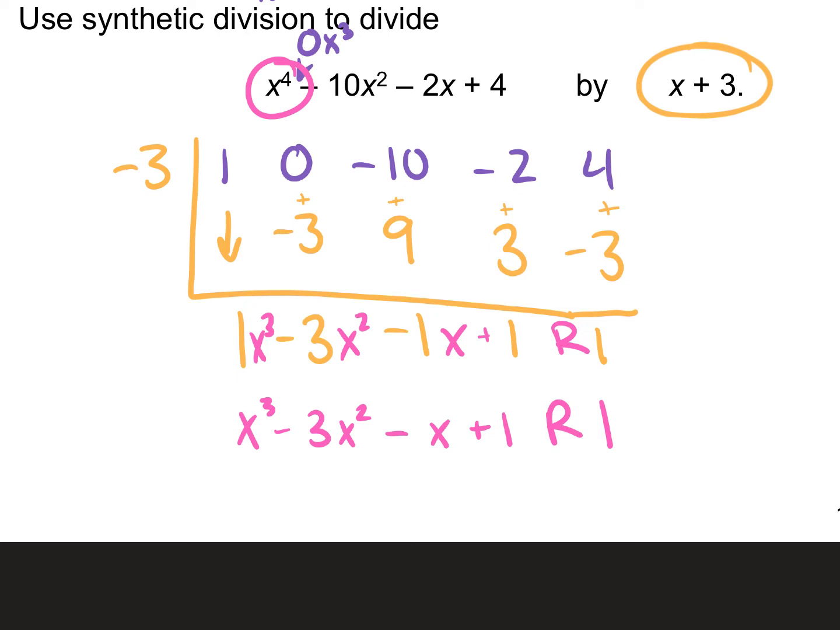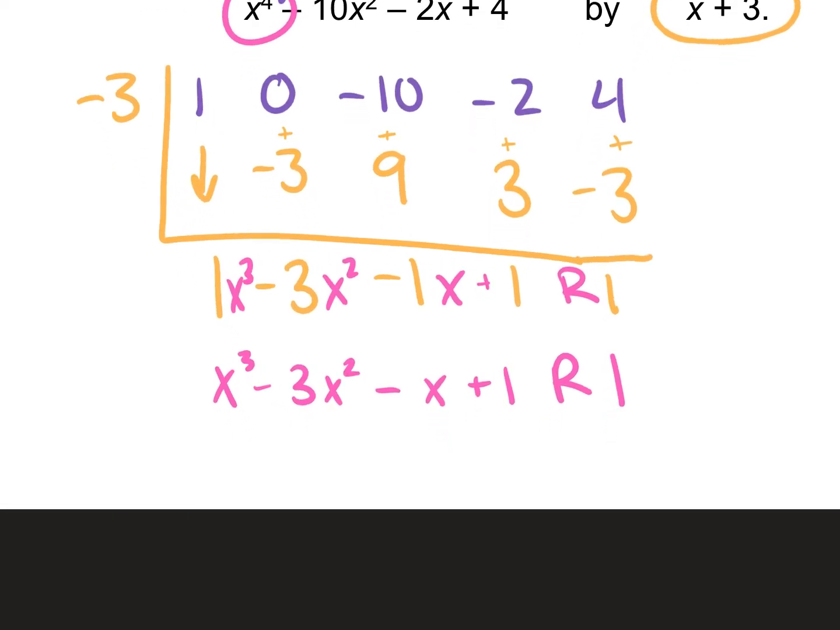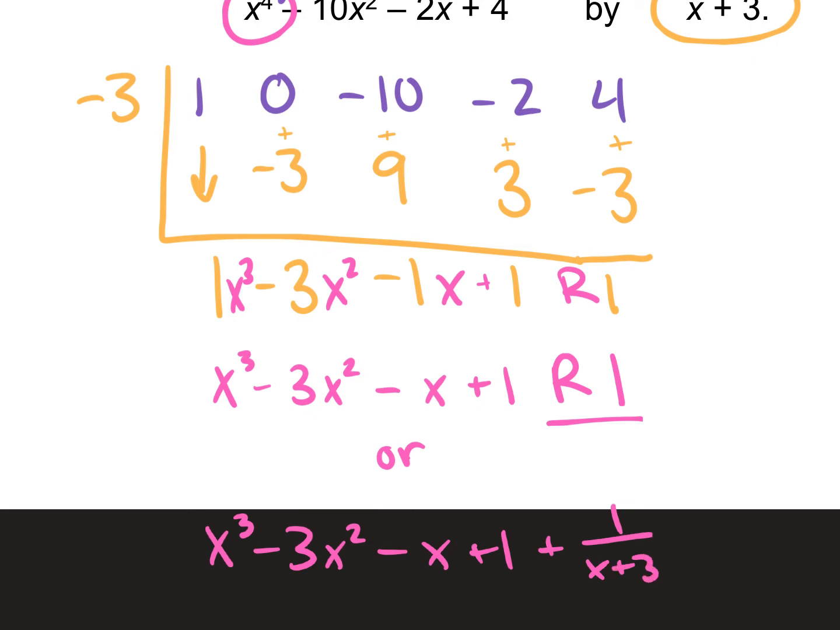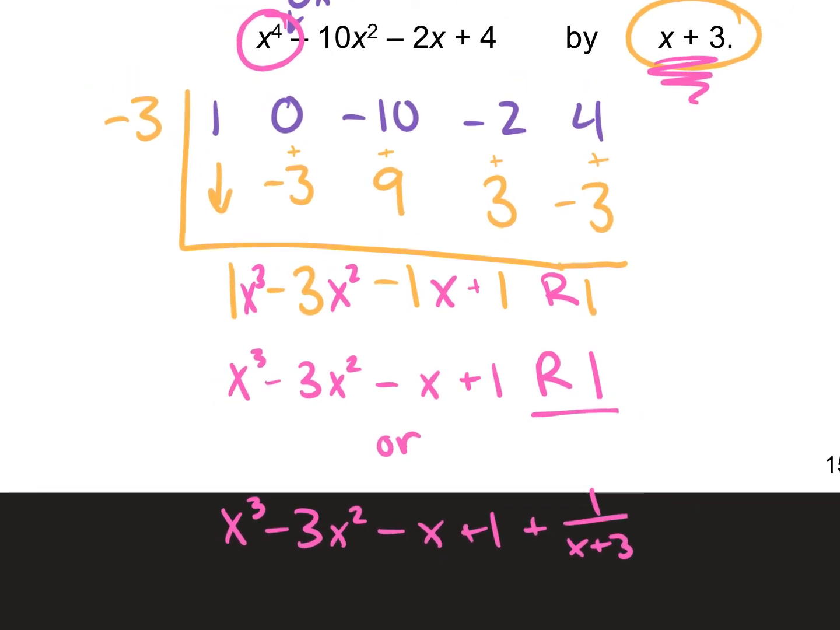Do you have to put plus 1 over x plus 3? I'm getting there. So we could write our remainder like this, or the other way we would write it would be as a fraction. So our remainder would be 1 over x plus 3, which I'm going to rewrite so it's a little bit more clear. So my polynomial would be x cubed minus 3x squared minus x plus 1 plus 1 over x plus 3. And where did that x plus 3 come from? It was given. That was our divisor, what we divided into it.